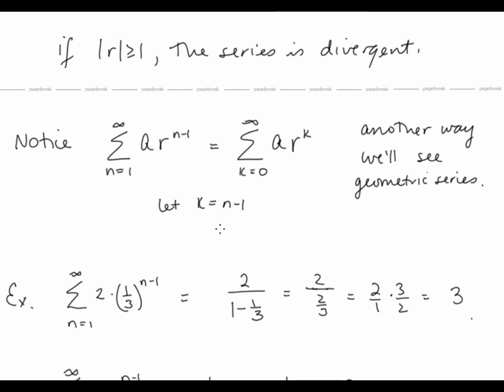And this is what I just wrote above in purple. If we make the replacement k equals n minus 1, you could have your series written like this instead. So just be on the lookout. You can see geometric series that start at 1 with a power of n minus 1, or that start at 0 with a power of the index, power of k here.